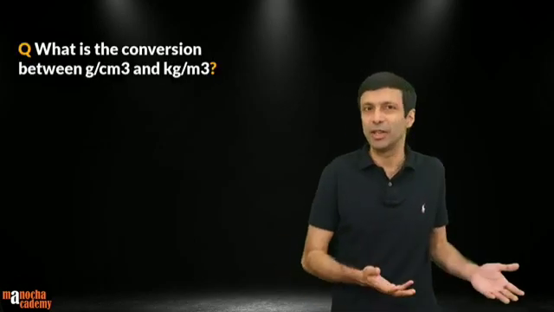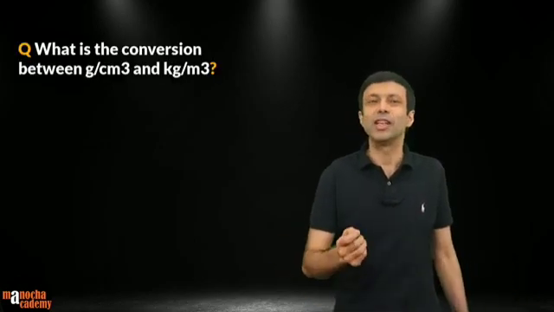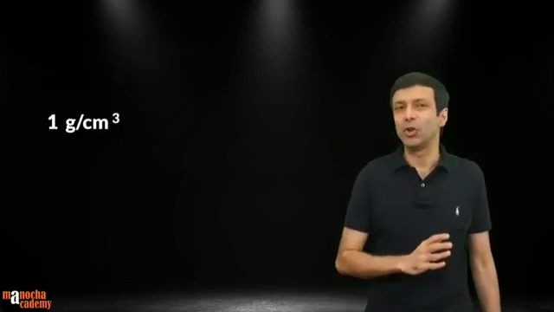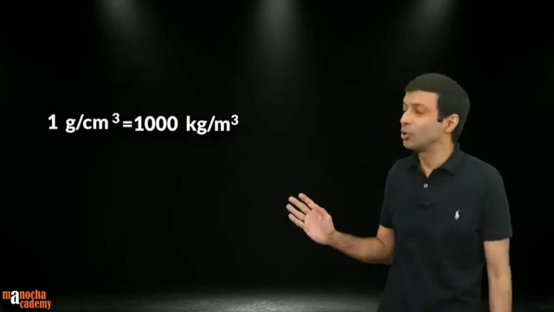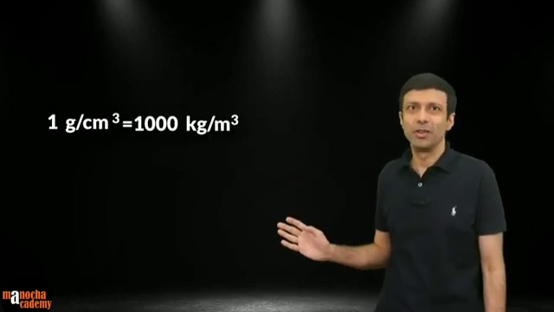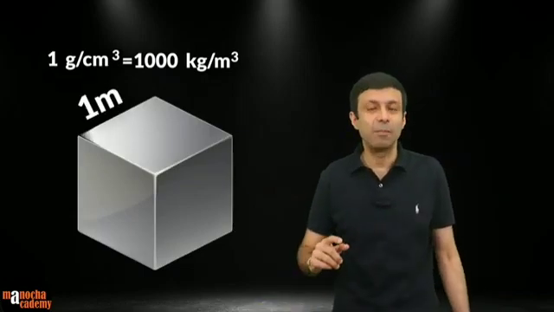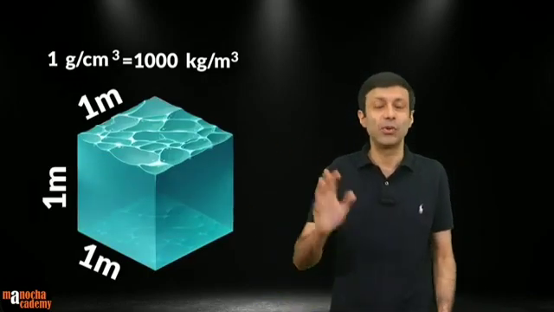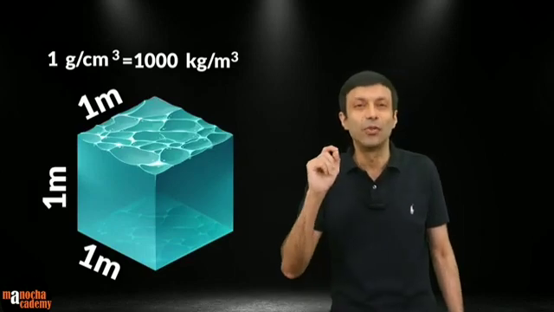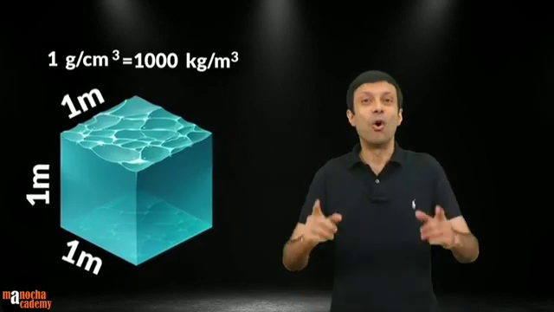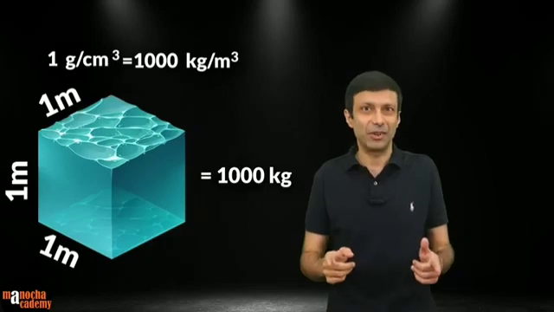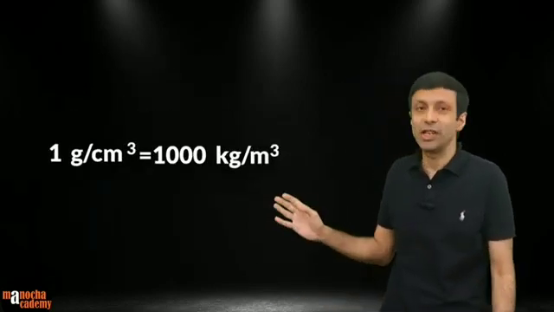Now, do you know what is the conversion between the CGS and the SI unit of density? That is the conversion between gram per centimeter cube and kg per meter cube. The conversion is 1 gram per centimeter cube is equal to 1000 kg per meter cube. So if you take a big cube of water, which is of size 1 meter by 1 meter by 1 meter, and you fill it with water, then the mass of the water in that cube is going to be 1000 kg, right?